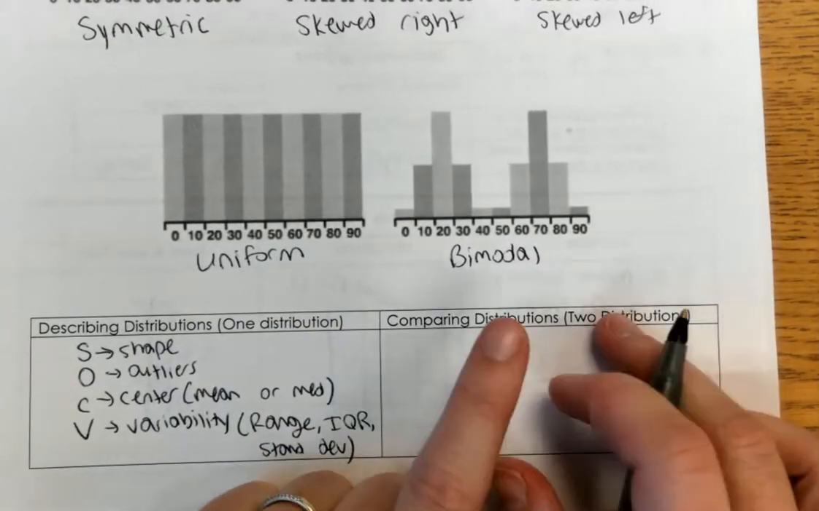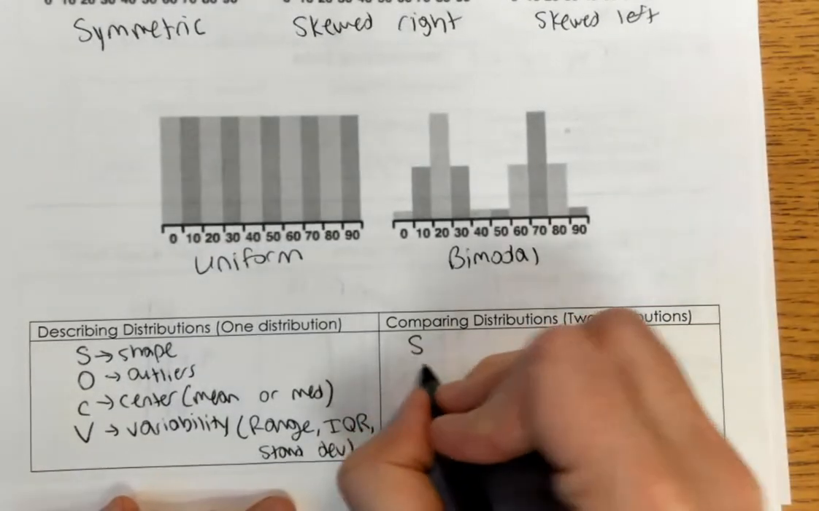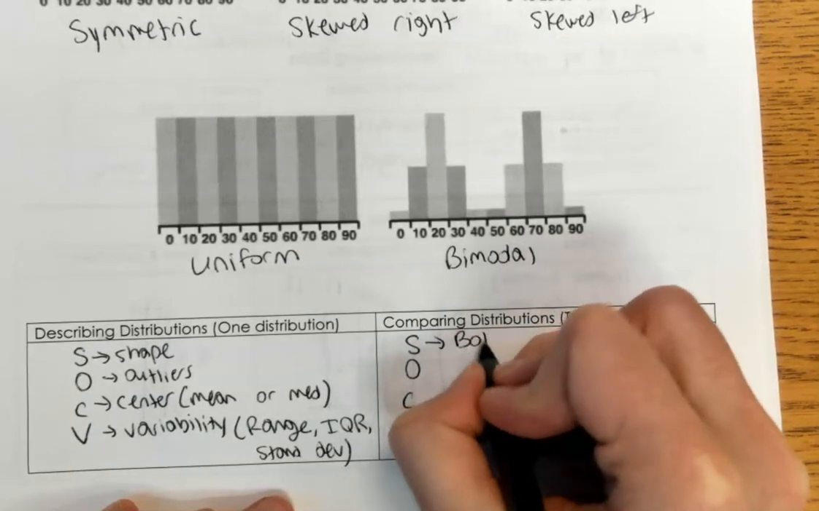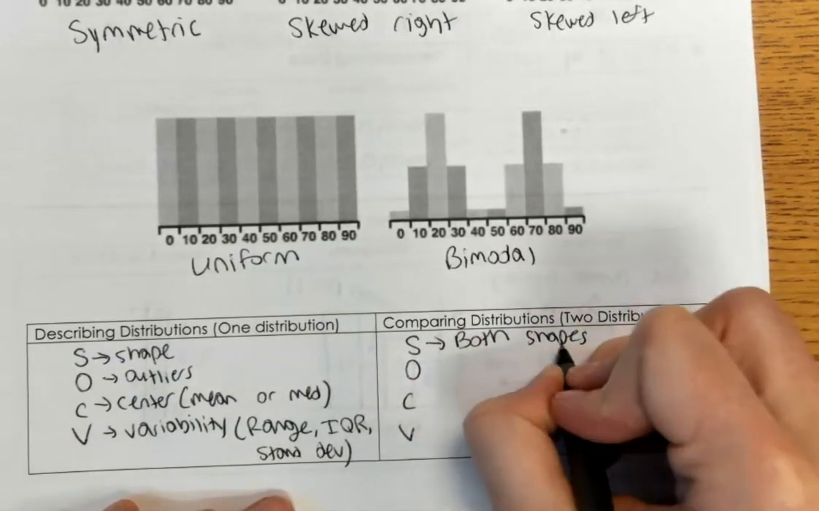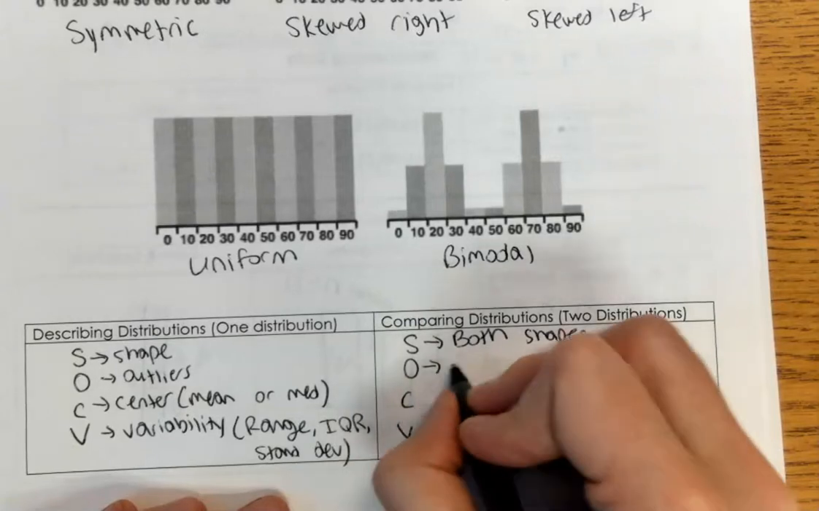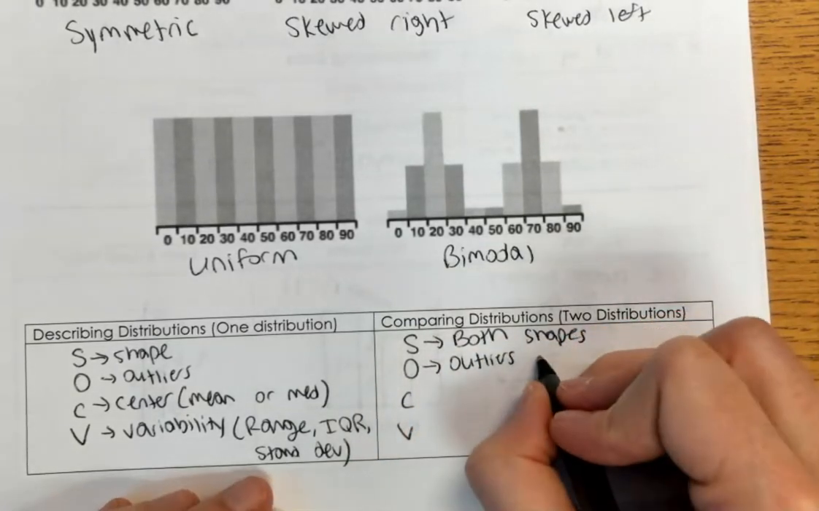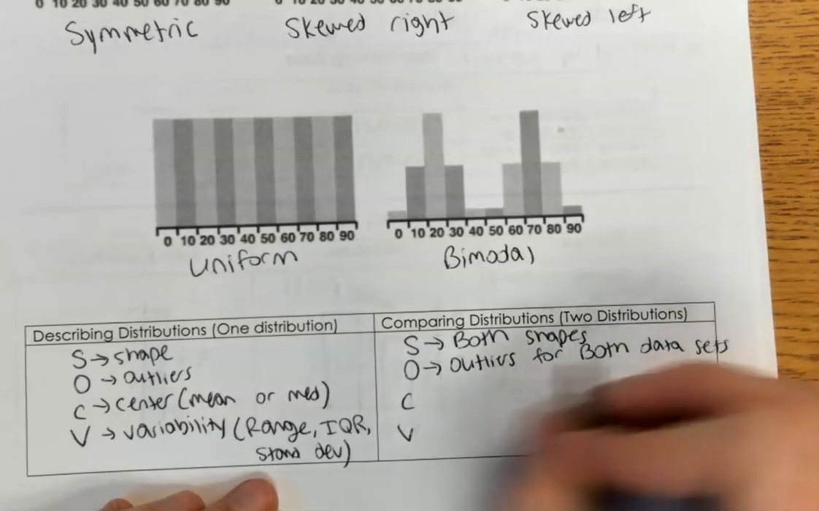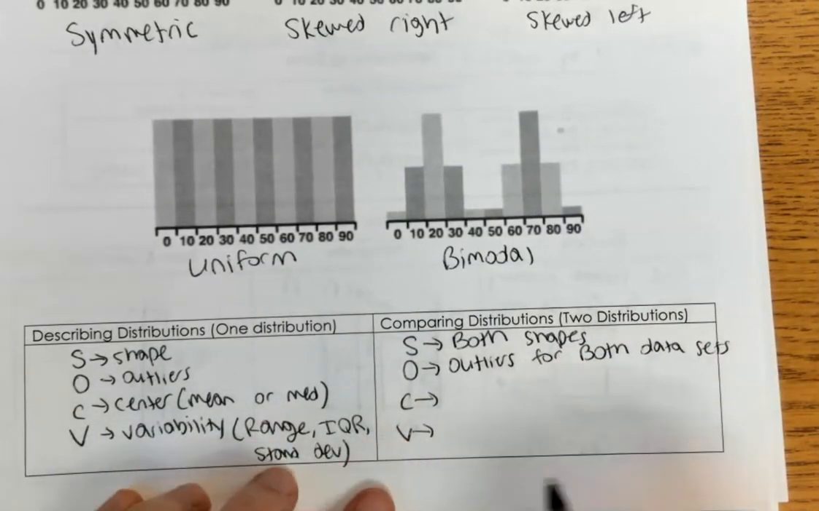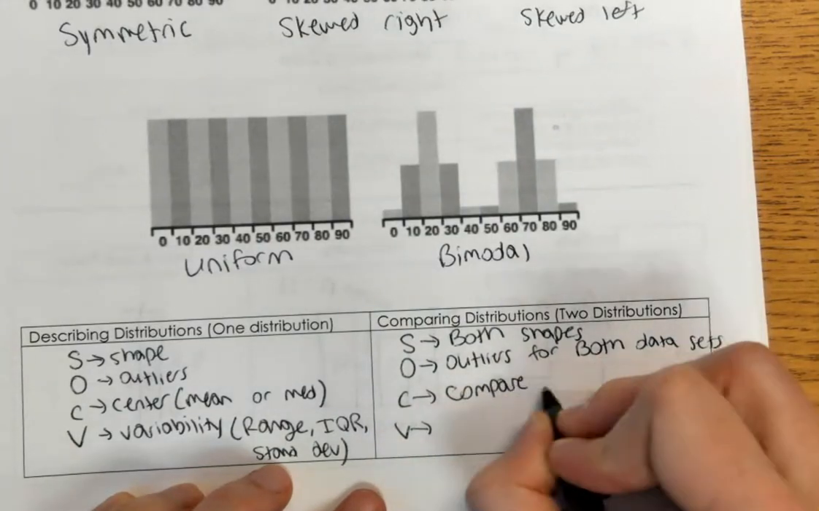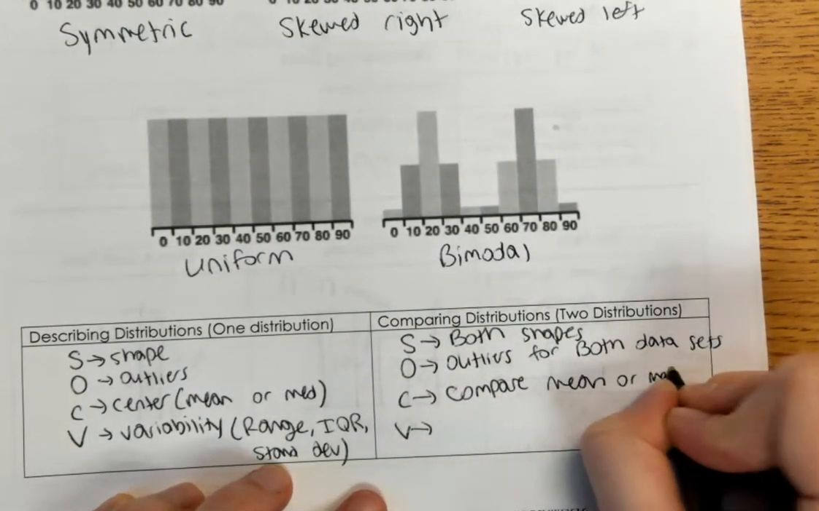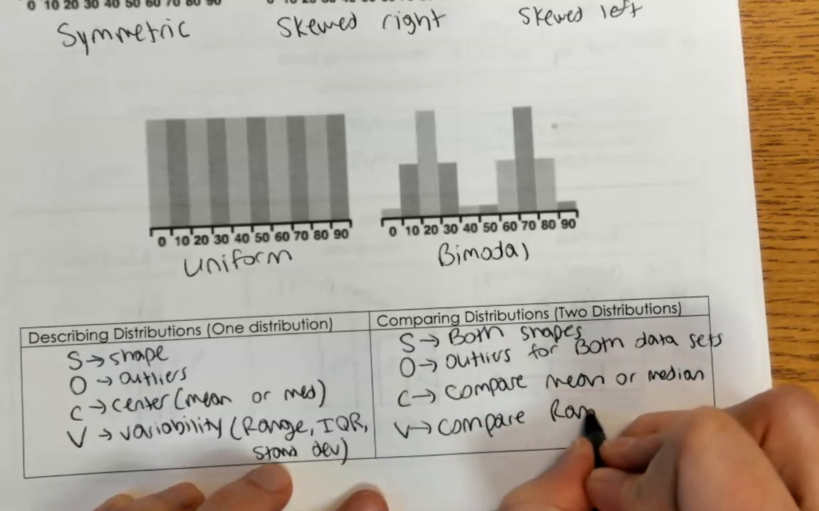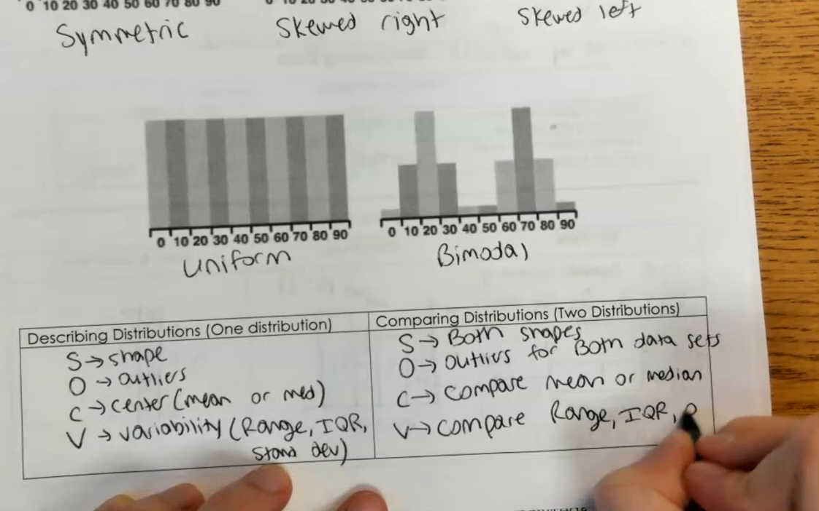When you're comparing distributions, you have 2 different distributions. So you have the same letters, but this time you're going to talk about both shapes. So each distribution has a shape. You're going to mention both shapes. The O's, you're going to mention outliers for both data sets, not just one. And then for center and variability, you need to compare mean or median. For variability, you need to compare range, IQR, or standard deviation.